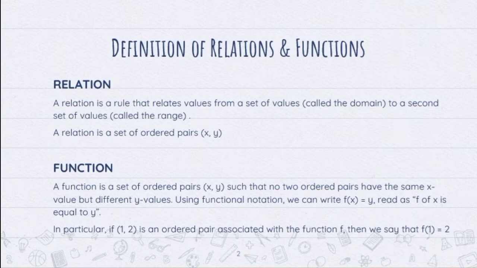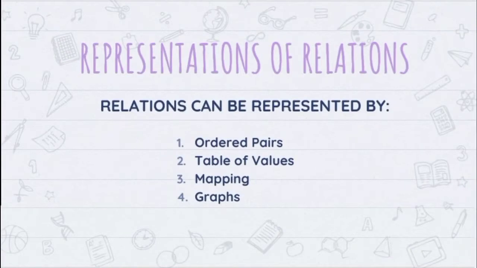Using functional notation, we can write f(x) = y. In particular, if (1, 2) is an ordered pair associated with a function f, then we can say that f(1) = 2. Looking at the definition, both are a set of ordered pairs (x, y). Therefore, we can say that a function is a special type of relation. All functions are relations, but not all relations are functions. Relations can be represented by ordered pairs, table of values, mapping, and graphs. Let us start with ordered pairs.